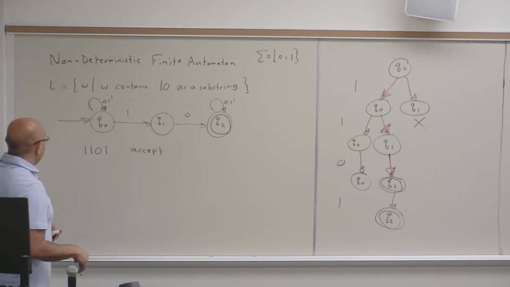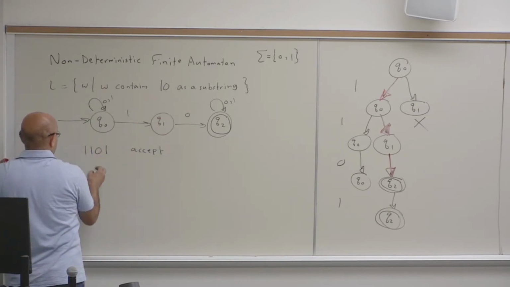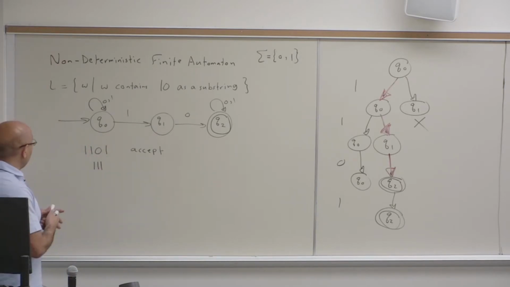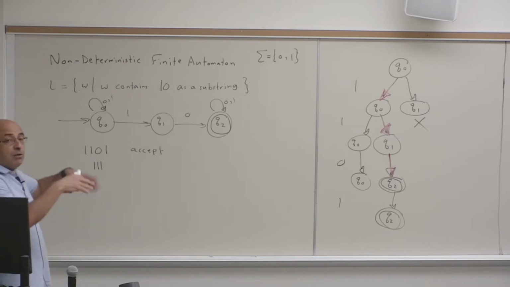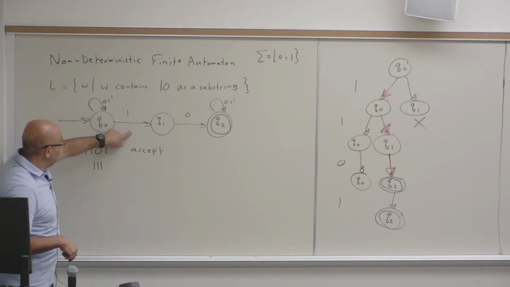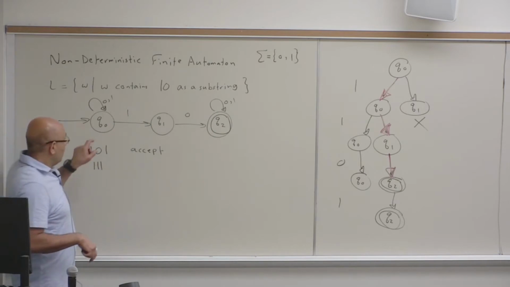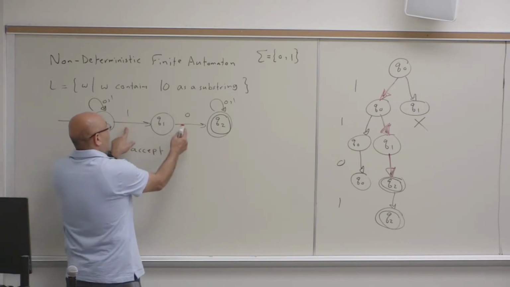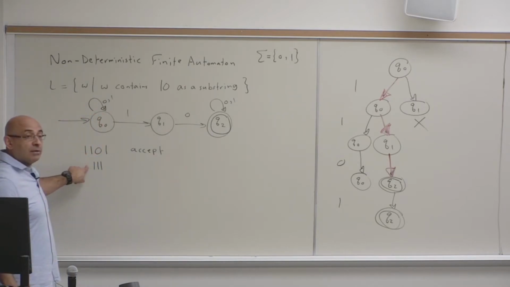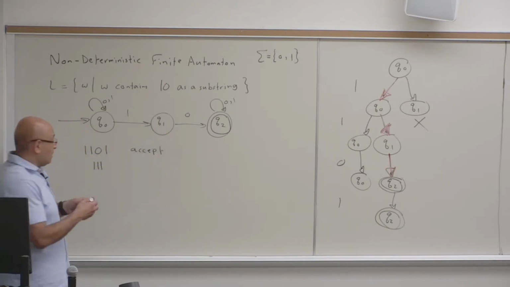But if I give you a string that doesn't have 1, 0 as a substring in it, like 1, 1, 1, there is no way for this path to get to an accept state. Even if you look at all options, whether you stay here or you take this, eventually you're not going to get from Q0 to Q2, which is an accept state, unless you have a 1 followed by a 0 somewhere. And this doesn't have it. So there is no path that leads from the start state to an accept state with this string. So this is going to be a reject.